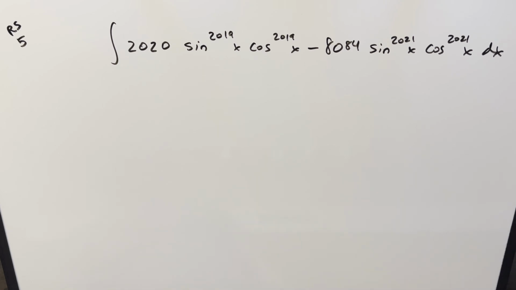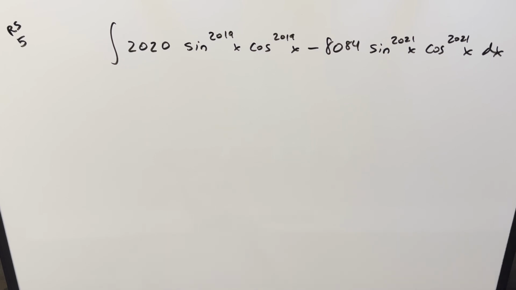Okay, we have here today another integral from the MIT Integration Bee 2022 regular season number 5. We have the integral of 2020 sine^2019 cosine^2019 minus 8084 sine^2021 cosine^2021 dx.